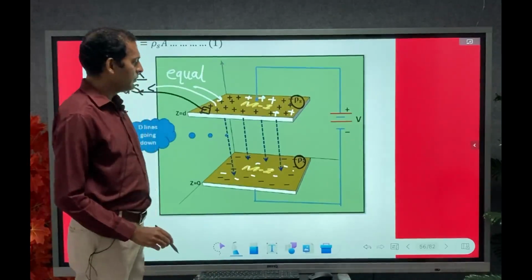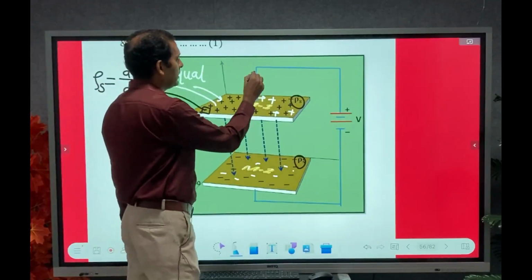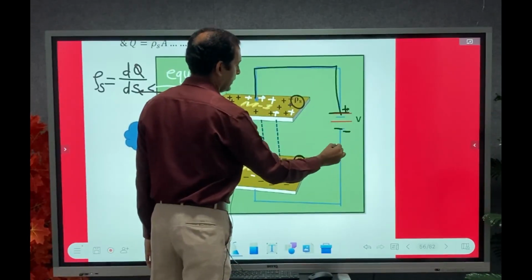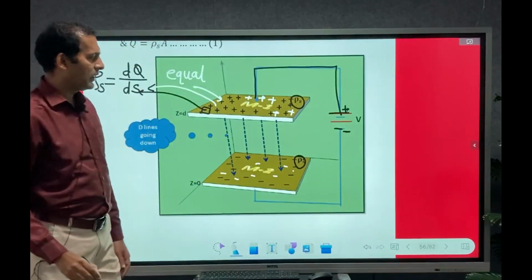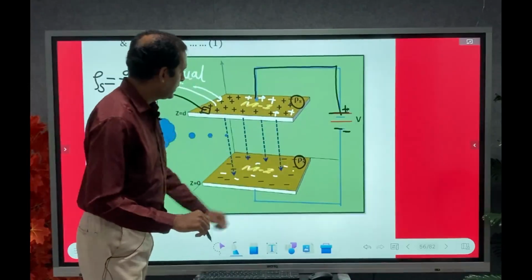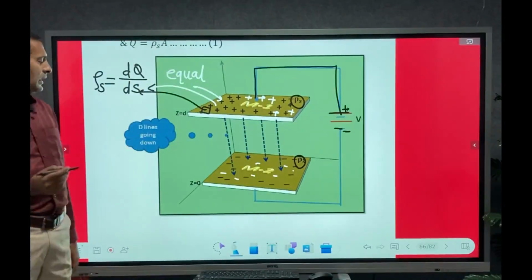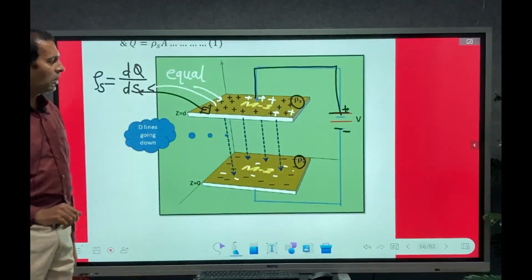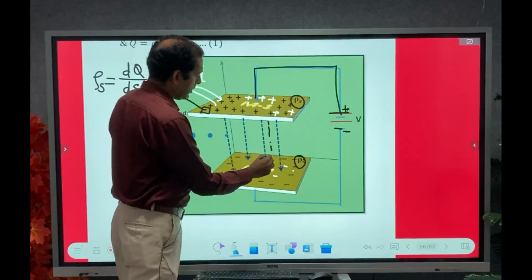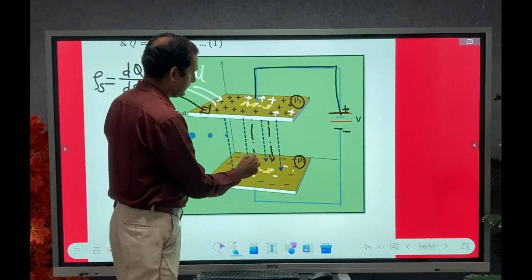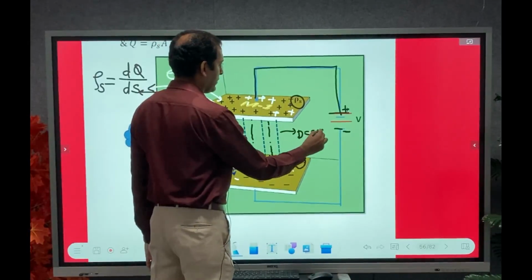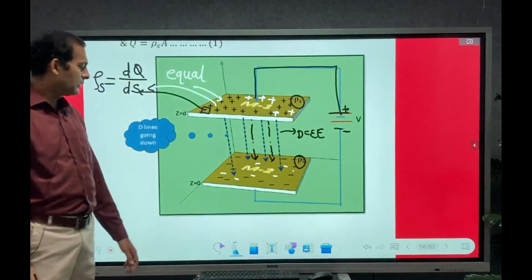negative. Now this plate is connected with a battery source. We can see this is positive, negative, connected to both the plates. Now this is the assembly. As soon as we apply the voltage, there will be production of electric field lines. And always the direction of electric field lines is from positive to negative. So we can say these are D equal to epsilon E lines.